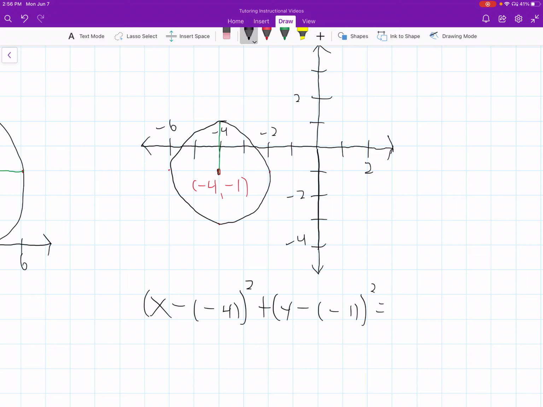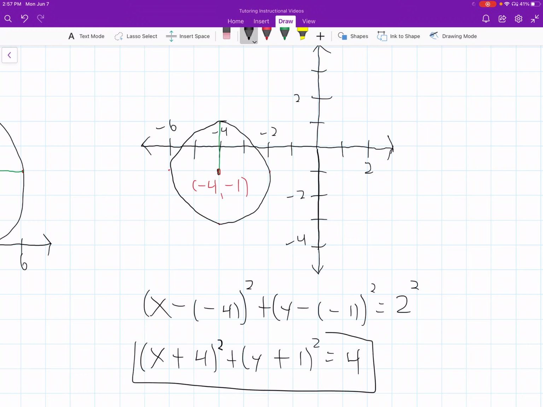And this time I drew the radius as a vertical line. Doesn't matter if it's horizontal or vertical. Either way, it's very easy to see how long it is. And notice here it goes from negative 1 to 1, so it must have length 2, quantity squared. And of course, we can simplify. We get rid of the double negatives. And that gives us our equation of the circle.